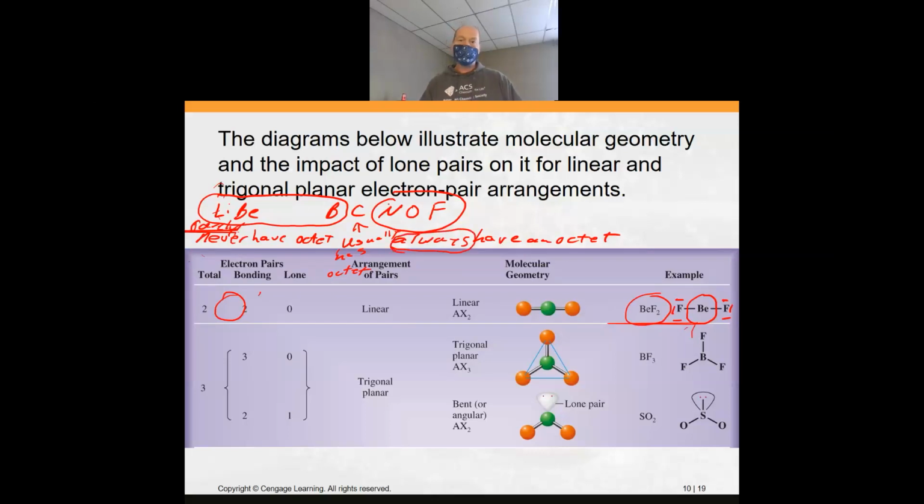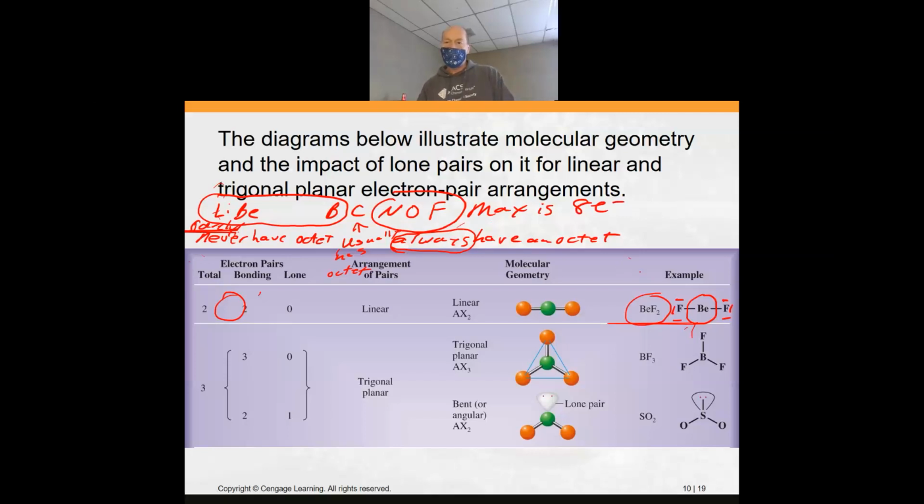If you ever have a nitrogen, oxygen, or fluorine that does not have an octet, you have the wrong answer. For all of these, the maximum is 8 electrons. If you ever have more than an octet, it is wrong.